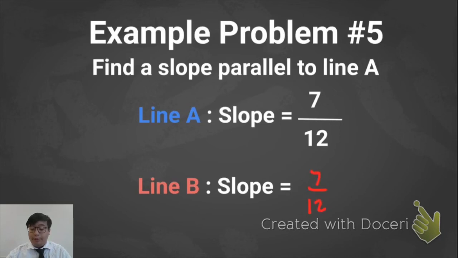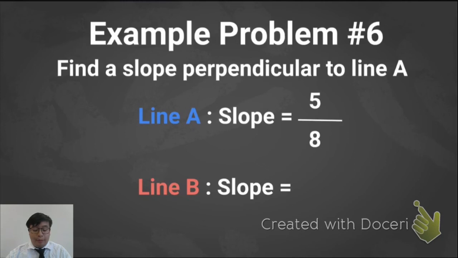And then finally, for our last practice problem, find the slope of a line that's perpendicular to line A. So if I know that line A has a slope of 5/8, what would be a slope that's perpendicular to that? So the first thing I need to do is flip the fraction. So it's going to be 8/5. And then I need to give it an opposite sign. So instead of being positive, it's going to be negative. And if I use that slope, those 2 lines are going to intersect and create a 90-degree angle.